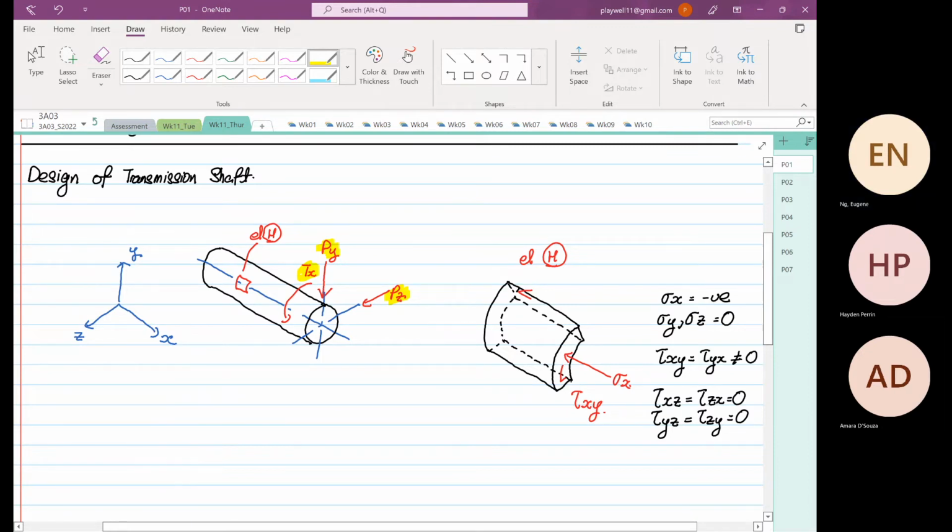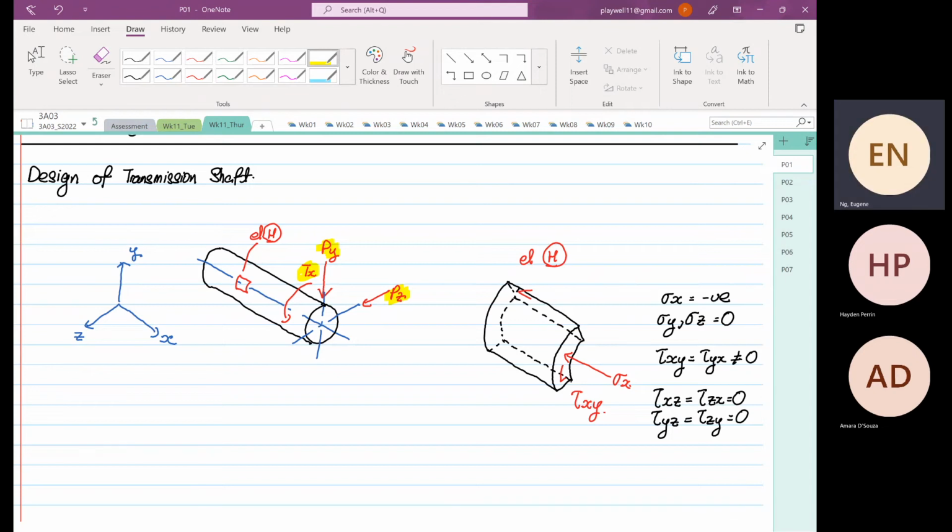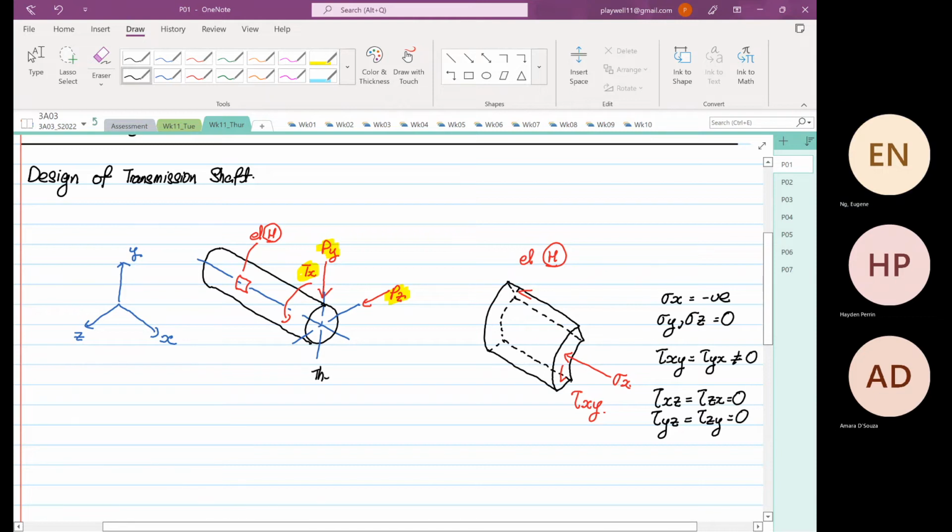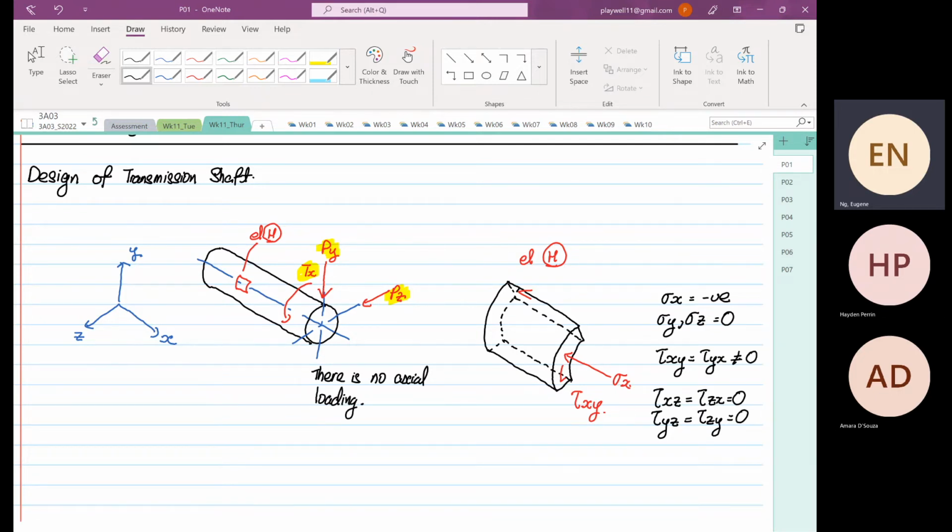Now one thing I want to elaborate is there is no axial loading for our transmission shaft. If there is axial loading, then the formula will not work. What we're going to derive will not work anymore.